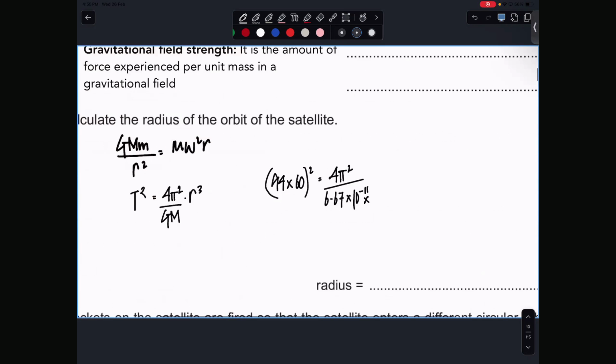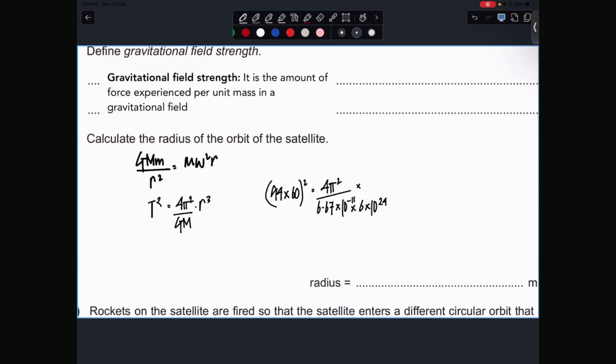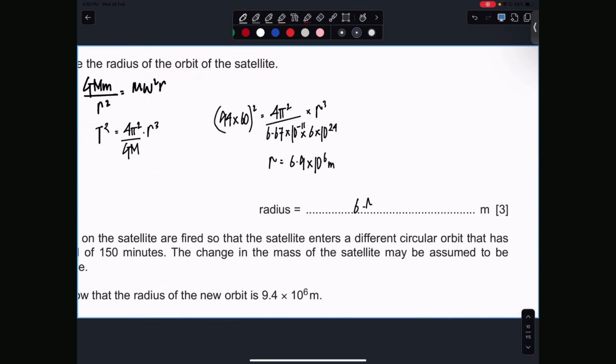Yes, always remember that the mass that's involved here is not the mass of the object, but the mass of the thing around which it orbits, right? Pi square into r cube. So tell me, how much do you get? 6.1 into 10 to the power 6 meter. 6.9 into 10 to the power 6.